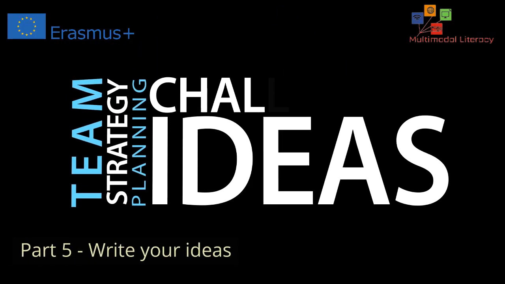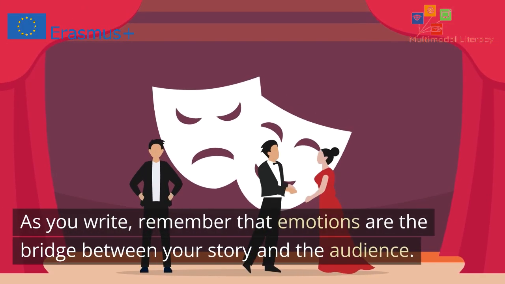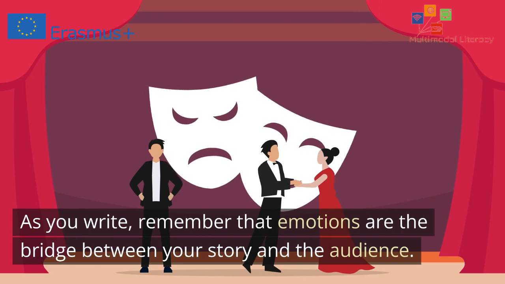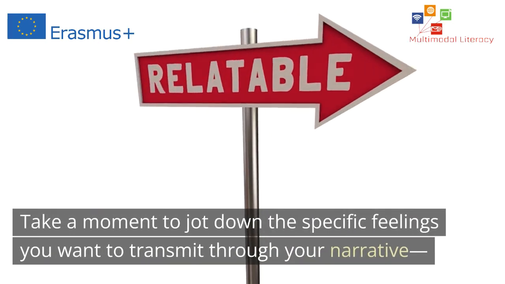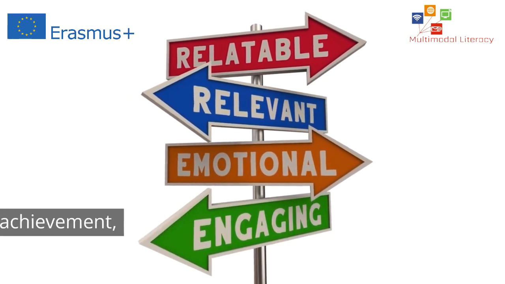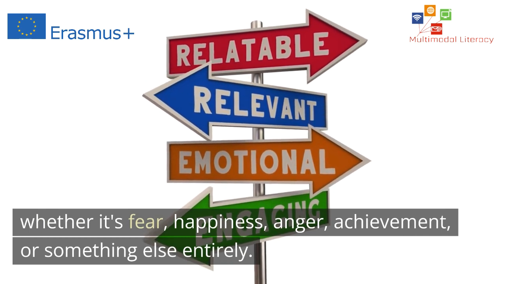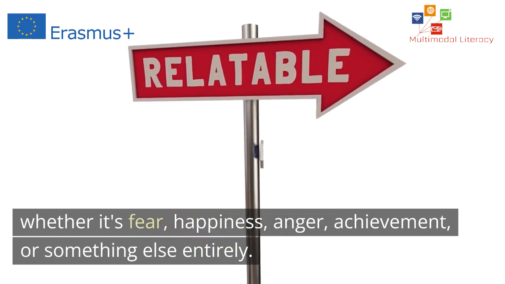Part 5. Write your ideas. As you write, remember that emotions are the bridge between your story and the audience. Take a moment to jot down the specific feelings you want to transmit through your narrative, whether it's fear, happiness, anger, achievement, or something else entirely.